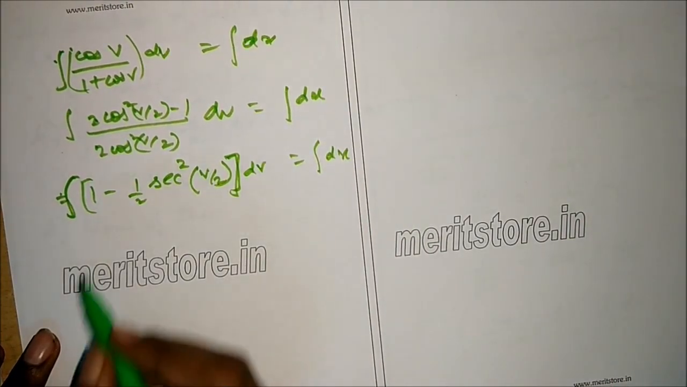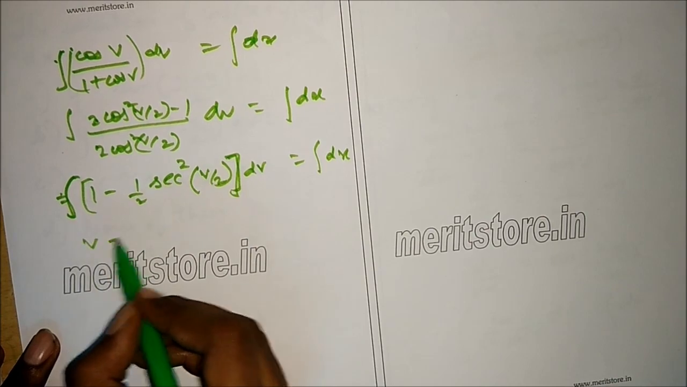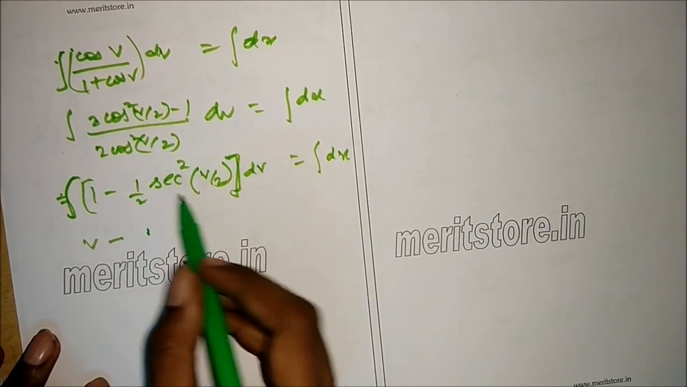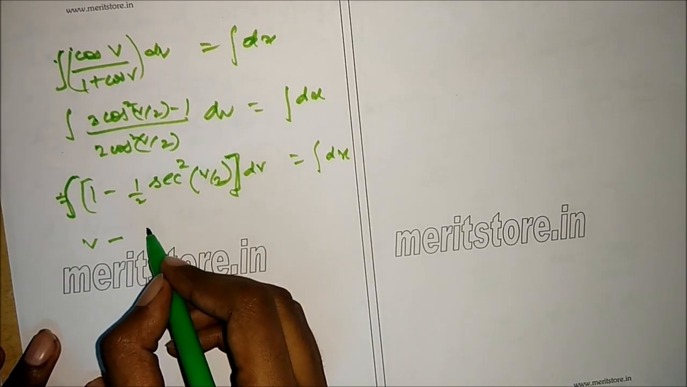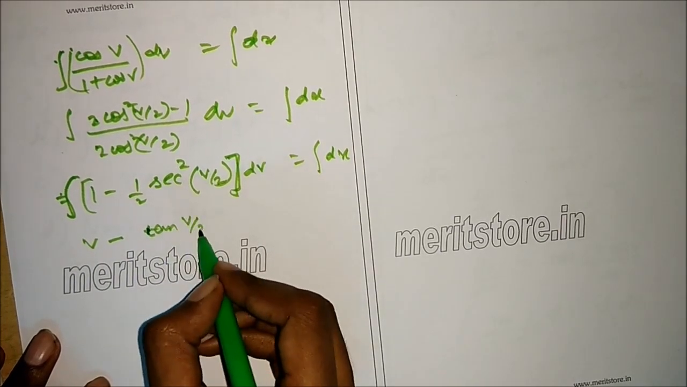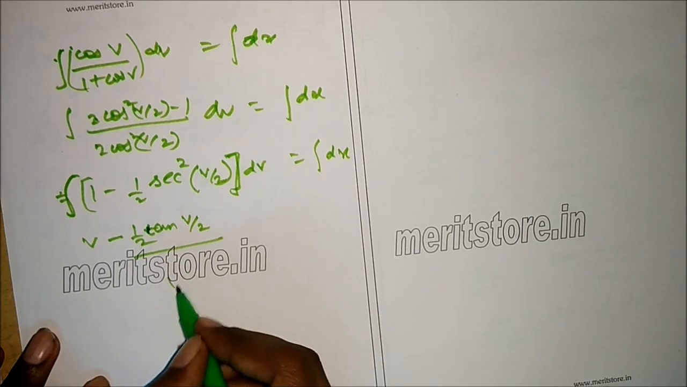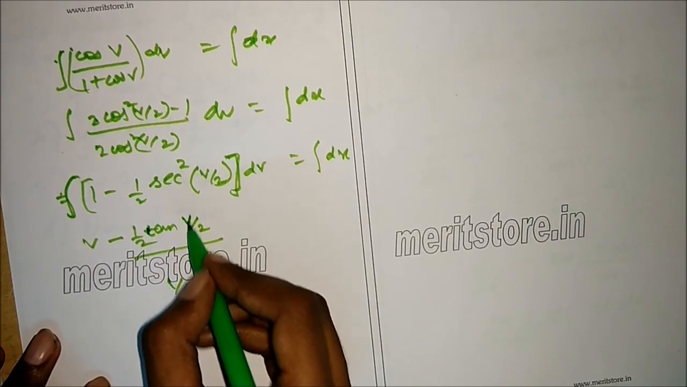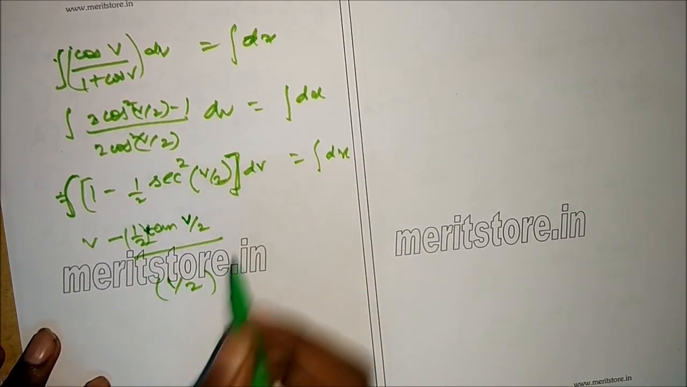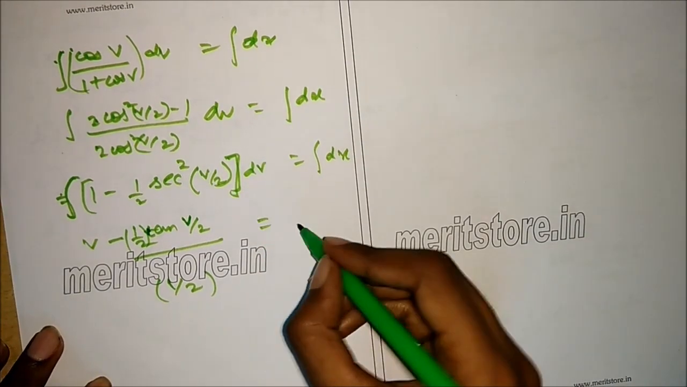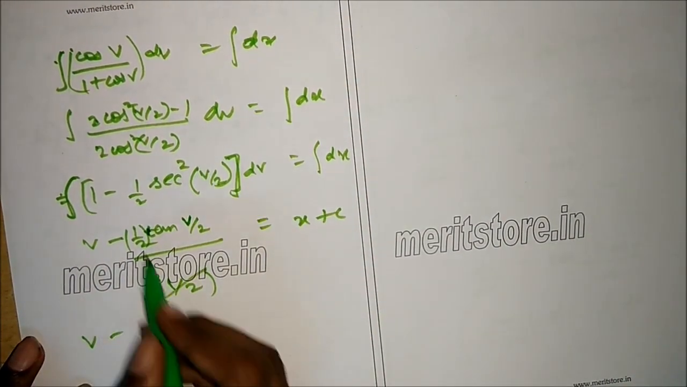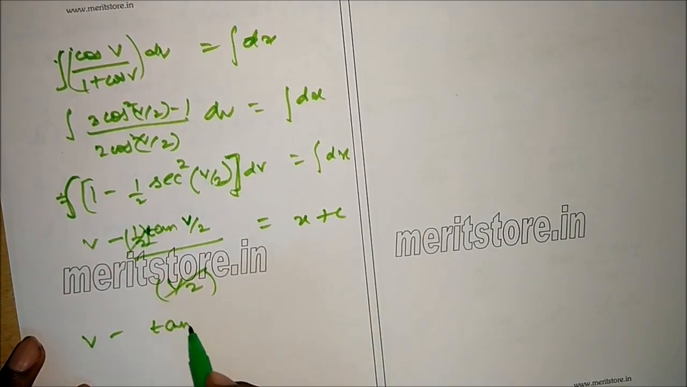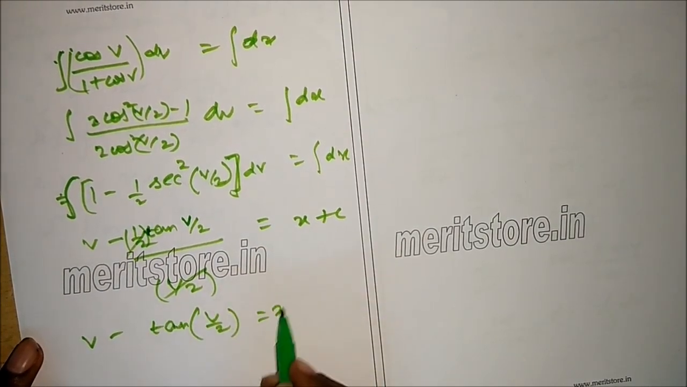So now we integrate this. So we get v minus integration of sec square is tan. So minus tan of v by 2, half divided by half, since the coefficient of v is half, is equal to x plus c. So v minus half gets cancelled, v minus tan of v by 2 is equal to x plus c.